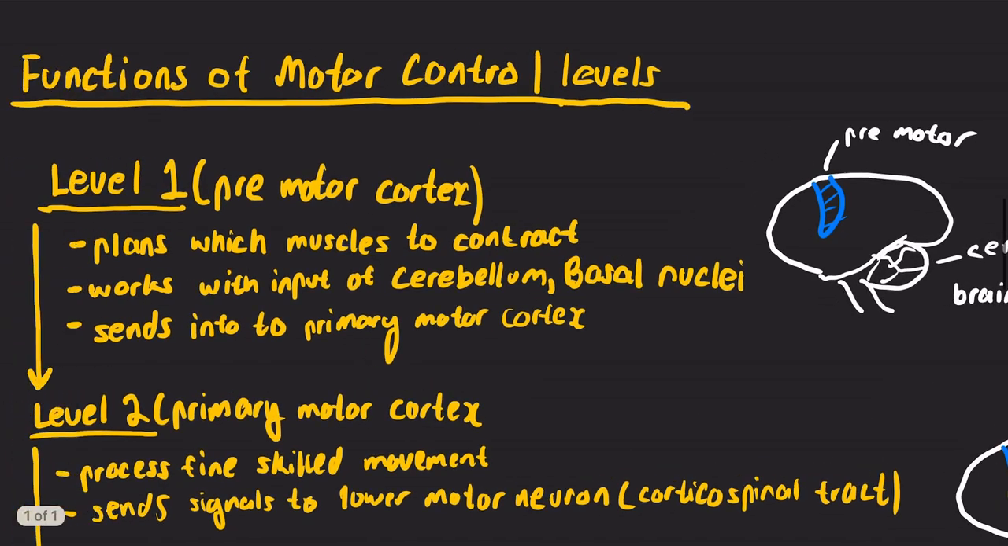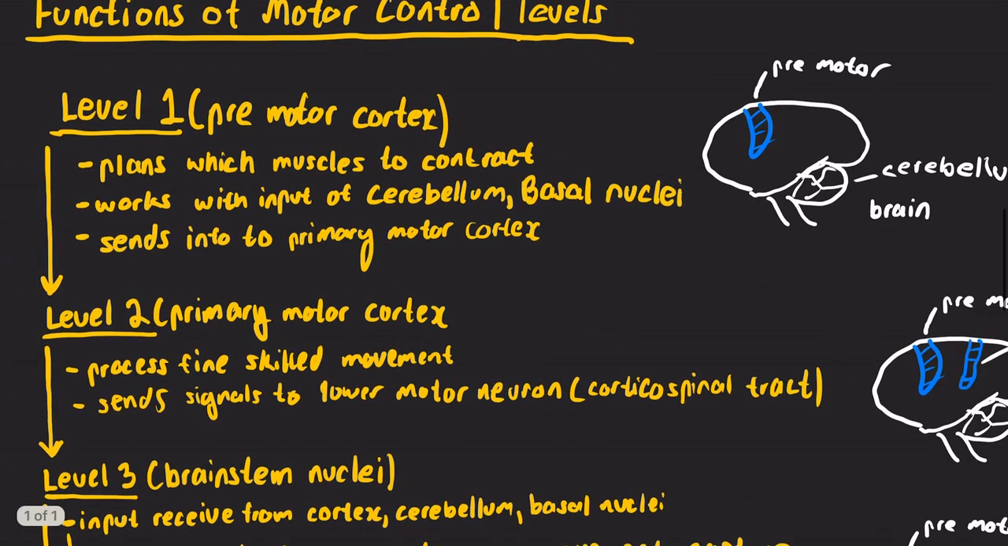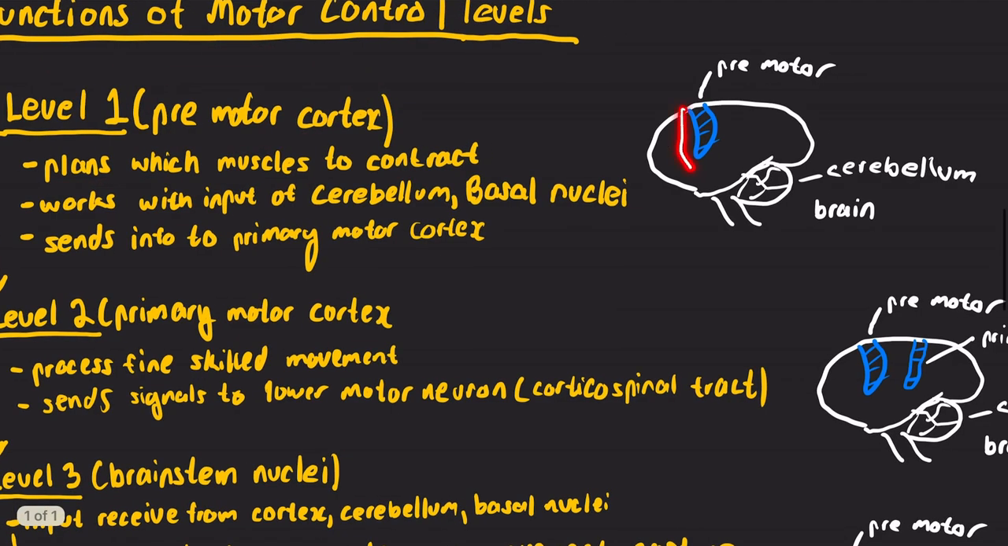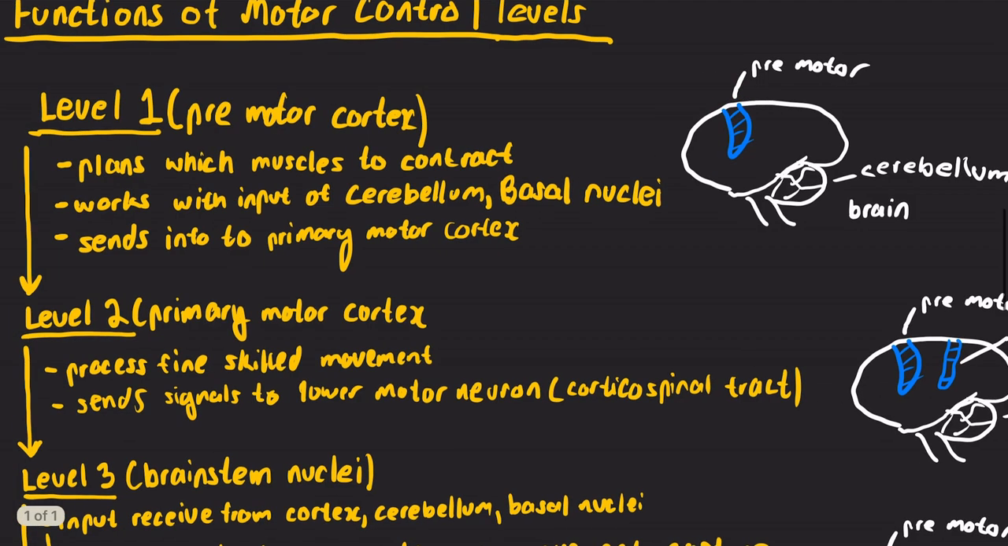So let's look at level 1, which is the premotor cortex. The premotor cortex is at this part of the brain, kind of near the center. This will help in planning which muscles to contract in our somatic nervous system. This will then work with input from the cerebellum, which is found here, and the basal nuclei, which is actually found in the center of your brain. This will send signals to our primary motor cortex.